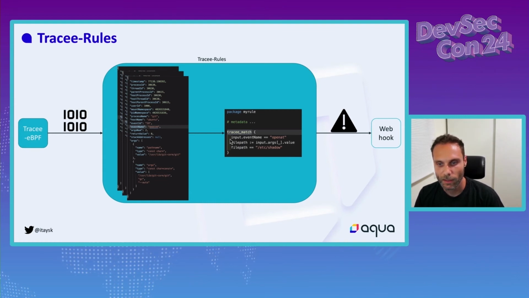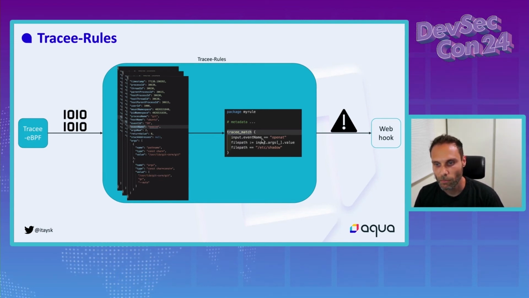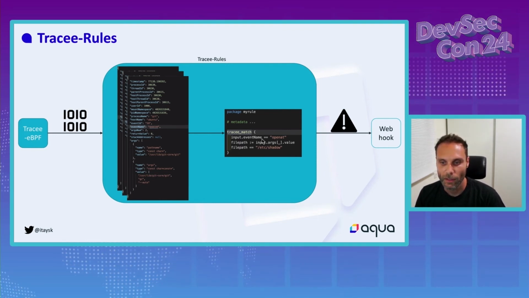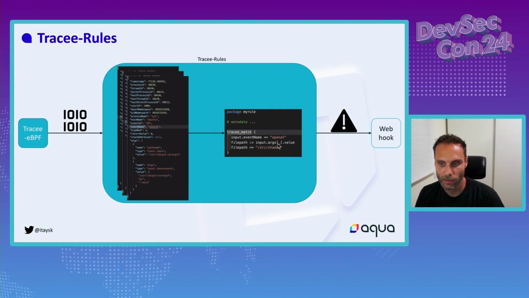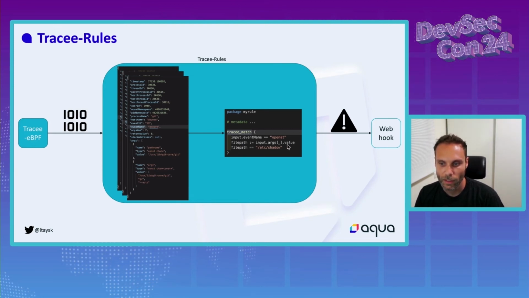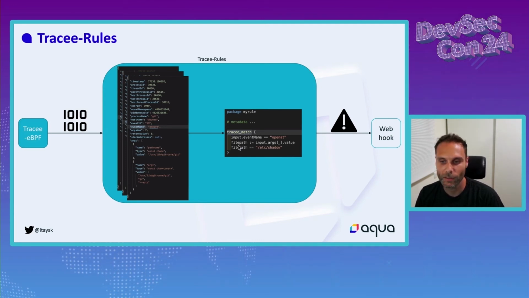So you can say things like input.event name. This is the name of the event. So input.event name, let's see if it equals openat. This is the system call that we're interested in. And then let's see if the input has an args field, which it does, and it's an array. So let's just run through all of the elements in this array and look at the field called value of every one of those elements. And let's call this file path because we know this is what it represents.